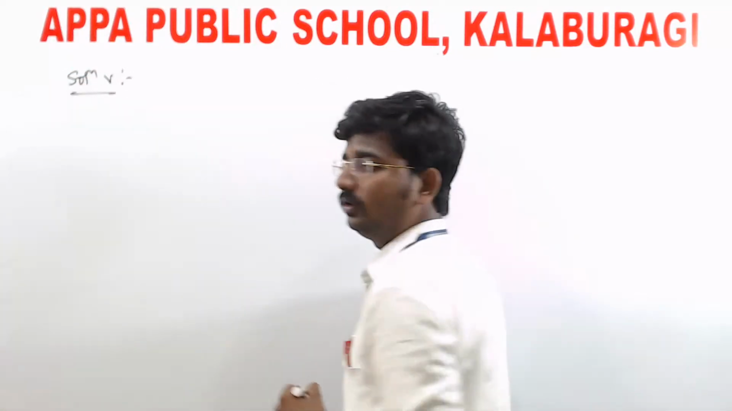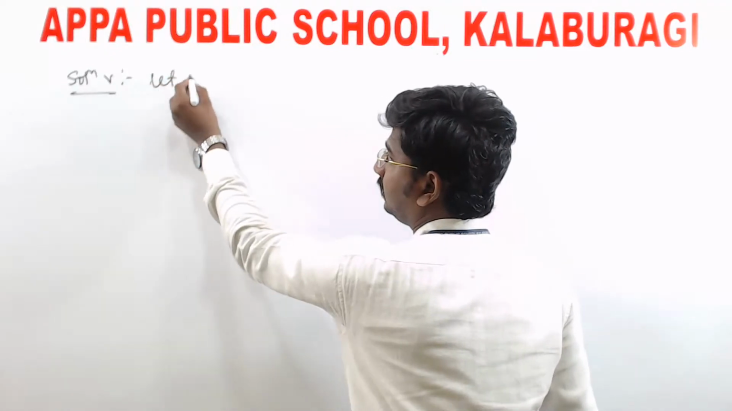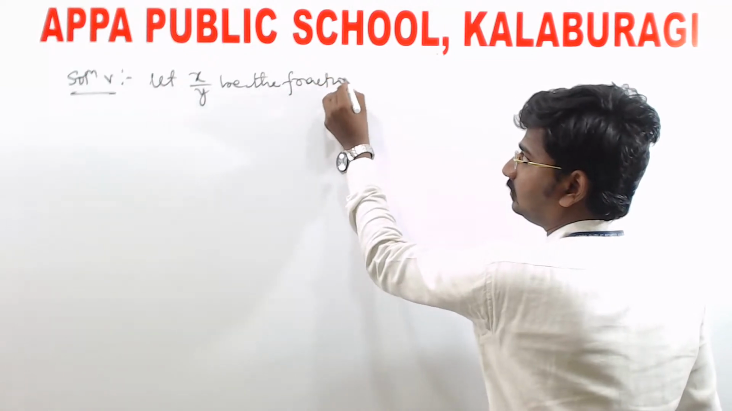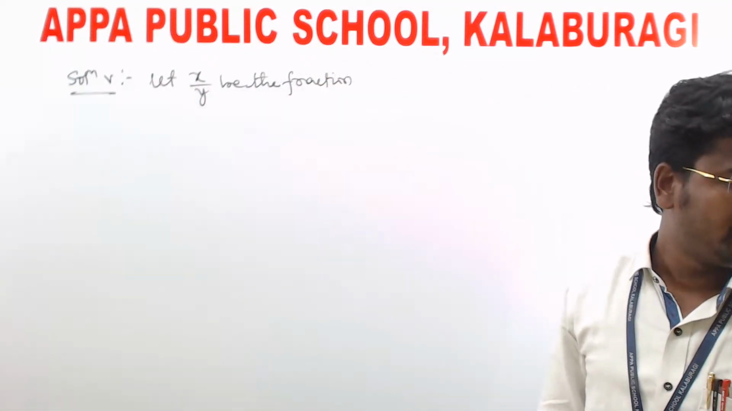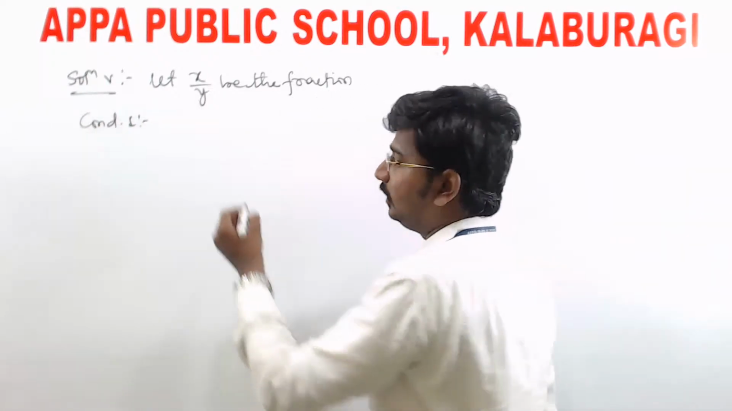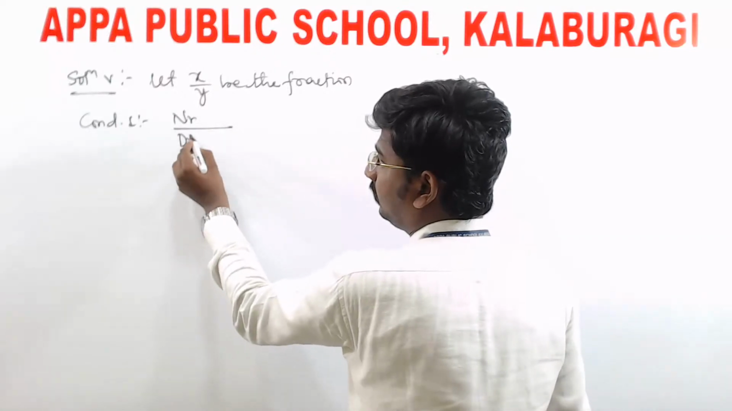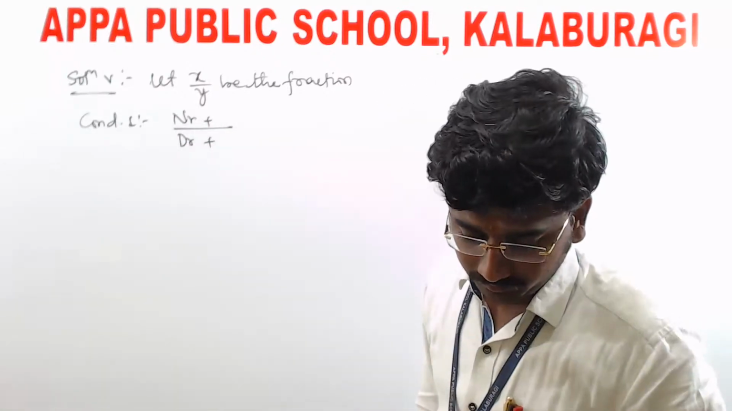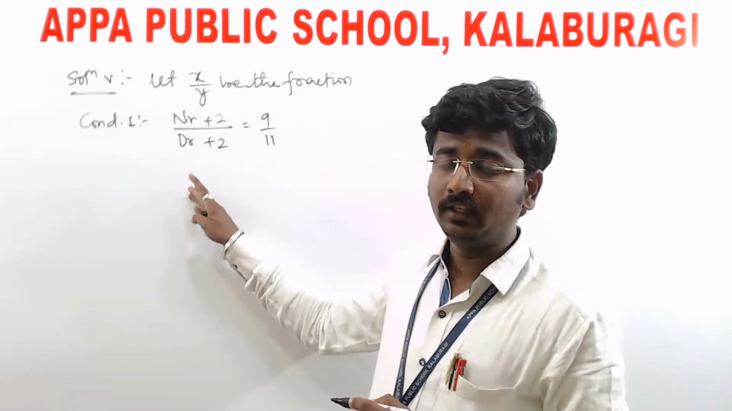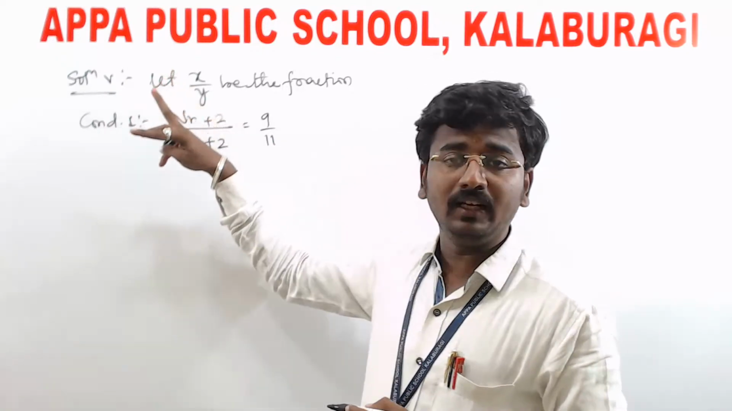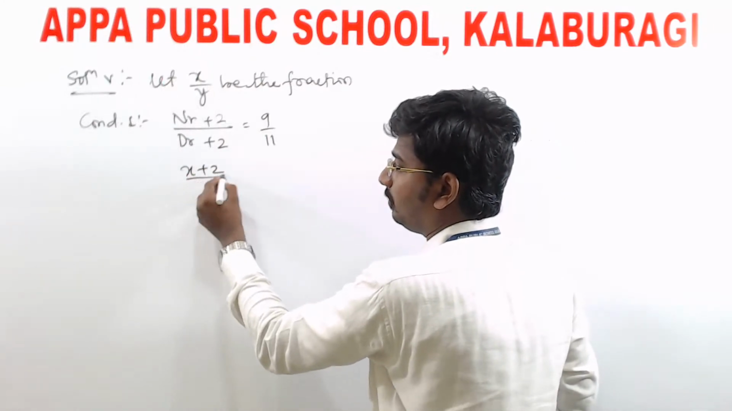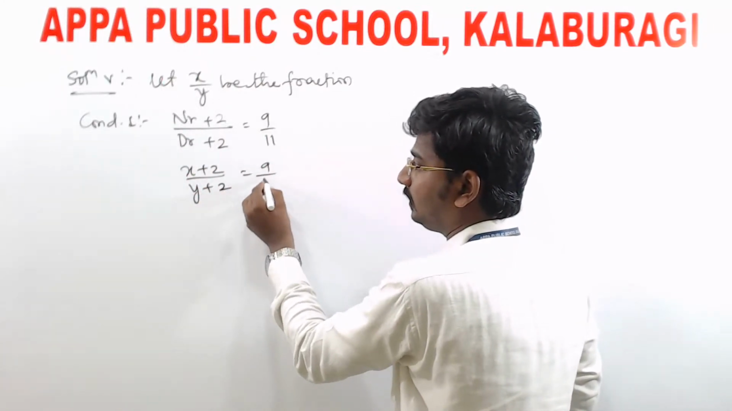Solution 5. Let x by y be the fraction. Coming to condition 1: when we add 2 to the numerator and denominator, it becomes 9 by 11. This is the important condition. If we add 2 to both numerator and denominator, then it becomes 9 by 11. So (x + 2)/(y + 2) = 9/11.